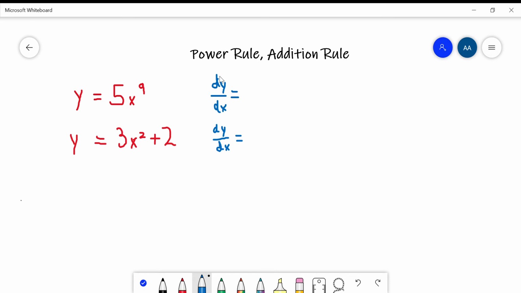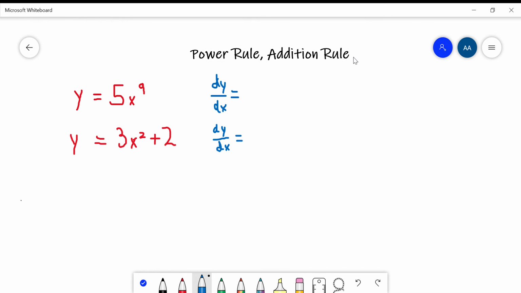And this is how we denote a derivative. dy/dx means the derivative. If you replace all the d's here with delta, you'll notice it's just the slope, which is what the derivative is. So we're trying to find the derivative for 5x to the 9th, and we're going to put it here once we get the answer, and 3x squared plus 2, and we're also going to do that here.